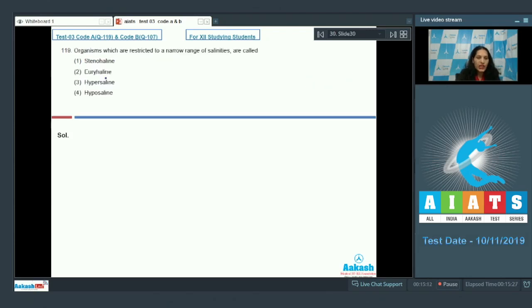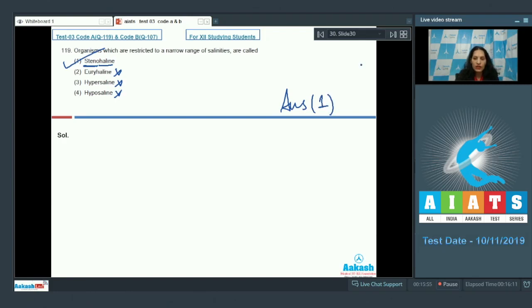Let's move to the next question. Organisms which are restricted to a narrow range of salinities are called, as I just discussed, where you find the term eury, they have a wide range of tolerance. Where you find the term steno, they have a narrow range of tolerance. So euryhaline, no. Steno means narrow, haline means salt, or the salinity. So organisms which are restricted to a narrow range of salinities are called stenohaline. Hypersaline, no. Hyposaline, no. So the correct option for the given question is option number 1.